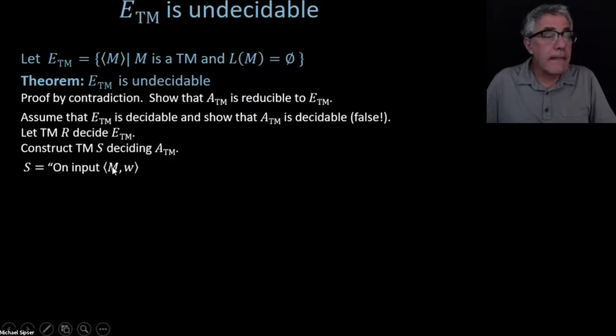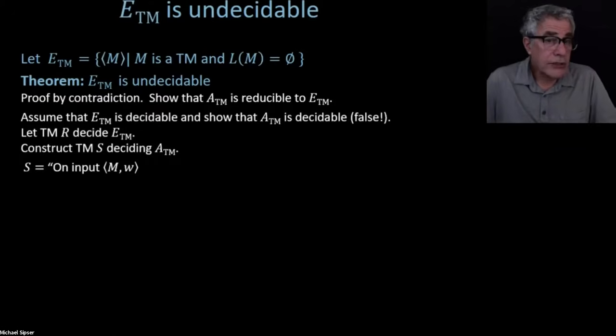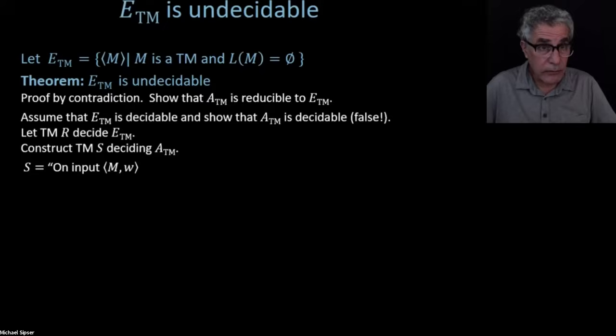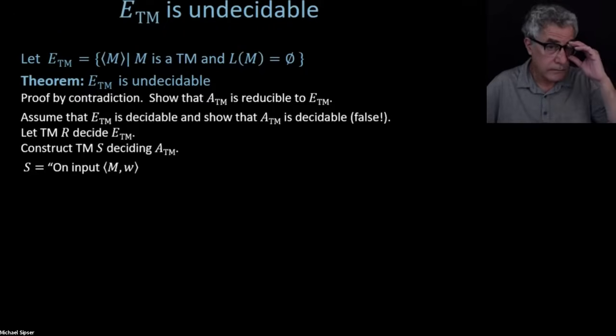So, I'm trying to make a decider for ATM using my decider for the emptiness problem. We have R, which can tell us whether M's language is empty. So why don't we just stick M into that emptiness tester and see what it says? I'm not saying this is the solution, but this is how one might think about coming up with the solution. Are you with me?